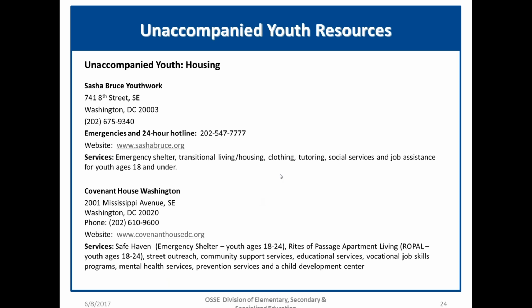So first, we want to recognize that when dealing with unaccompanied youth, there are housing supports that can be accessed. Sasha Bruce and Covenant House are two of the most consistent places that are often referred to, where they can provide emergency shelter, transitional living and housing, clothing, and tutorial access. Sometimes if youth just need somewhere to go shower or handle some employment references, these two sites are most commonly referred to that can accommodate youth. They also help youth in the 18 to 24 age range, and there are some services that also benefit youth under the age of 18.